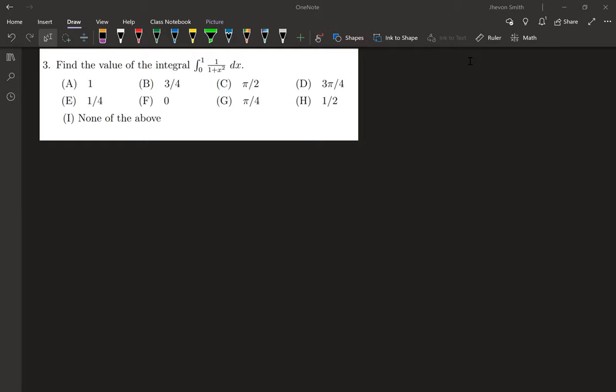All right, so integral of 1 over 1 plus x squared. This is our tangent, of course, going from 0 to 1. So this is tan inverse of 1 minus tan inverse of 0, which you know is 0. And that's pi over 4. It's G.